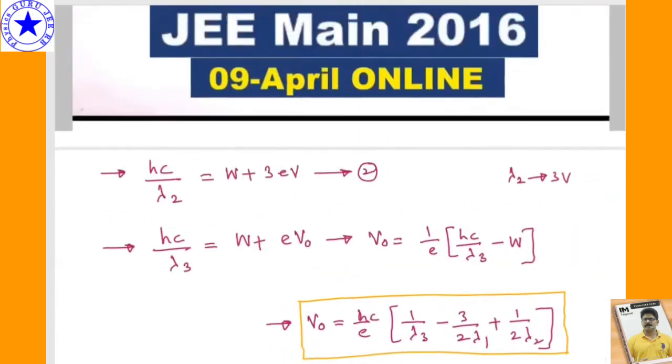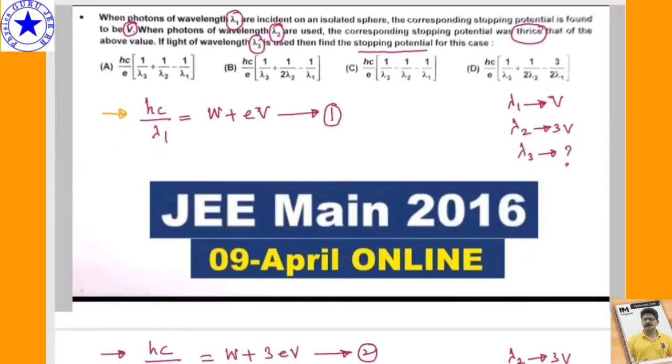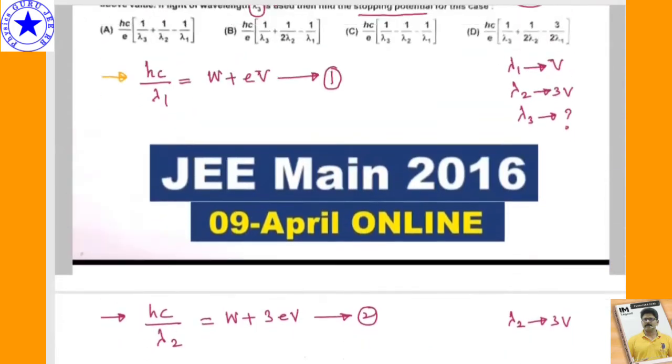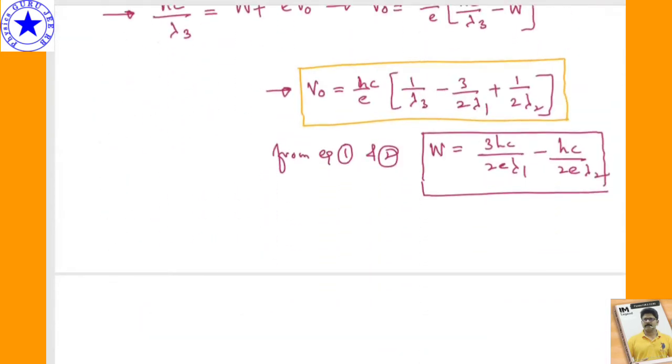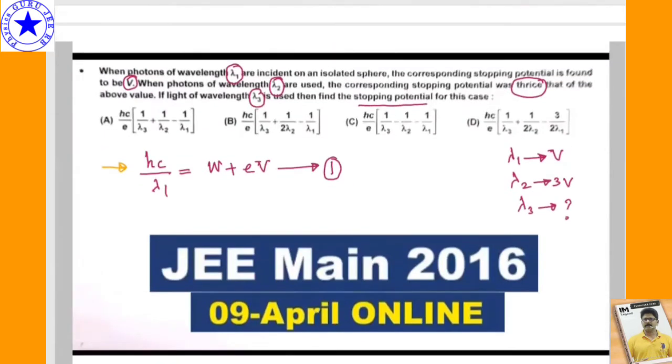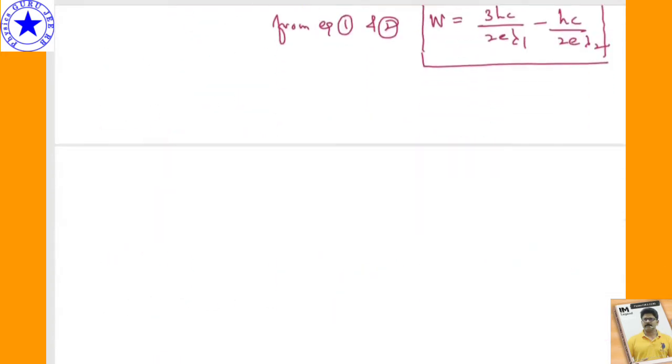Is there any option matching the required stopping potential? There is no option matching. This is JEE Mains 2016. The given answer does not match any of the options, so there is no matching option. This may have been given grace marks in the examination. Next, we'll proceed with the next question.